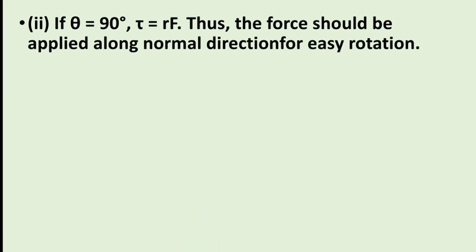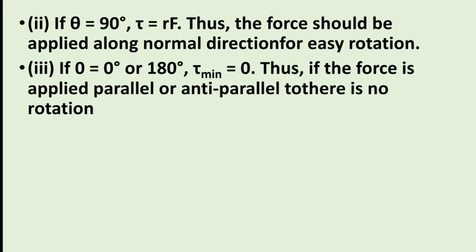Second consequence of moment of force: if theta is equal to 90 degrees, tau is equal to R into F, thus the force should be applied along the normal direction for easy rotation. Third consequence: if theta is equal to 0 degrees or 180 degrees, torque is minimum, which is equal to 0. Thus, if the force is applied parallel or anti-parallel to R, there is no rotation.